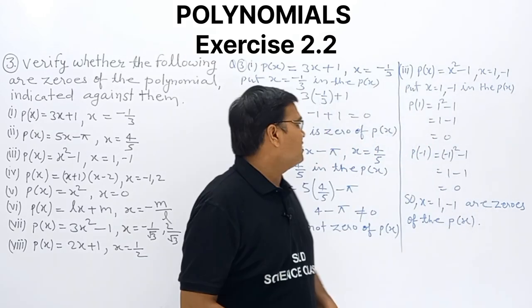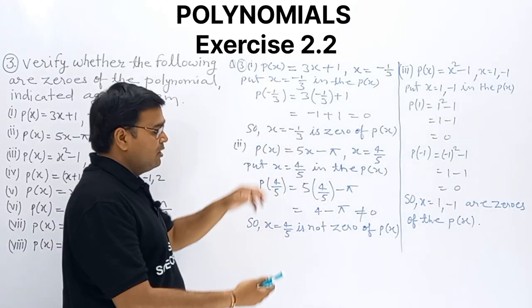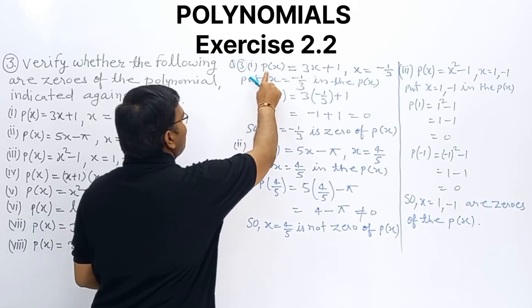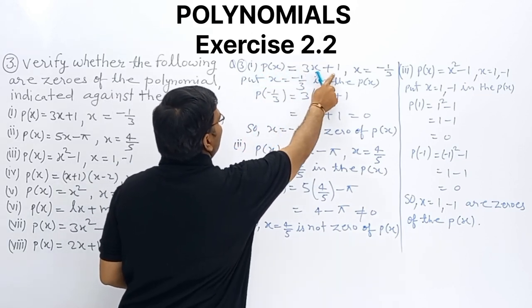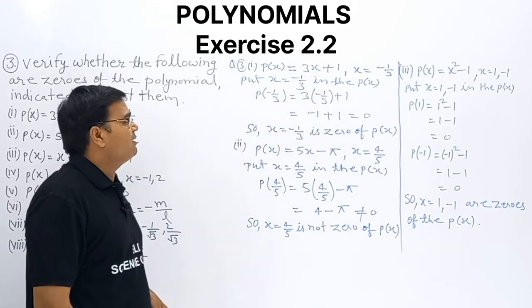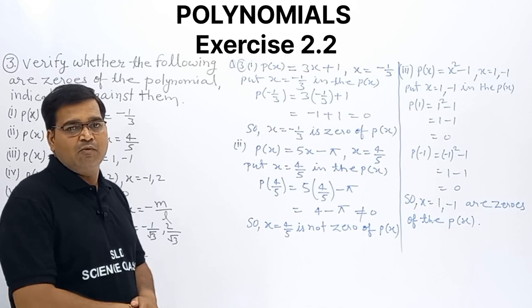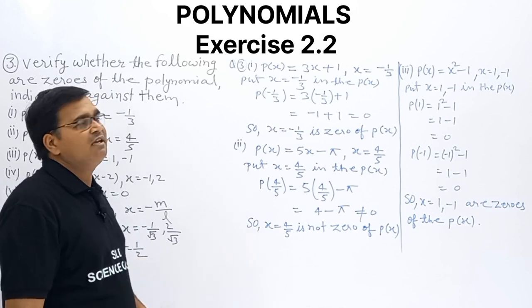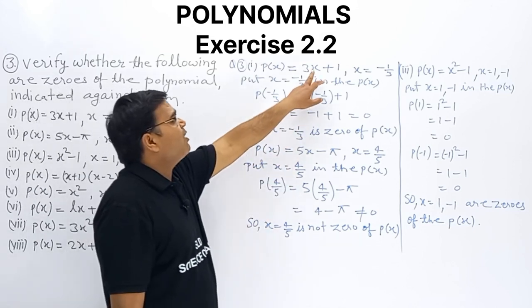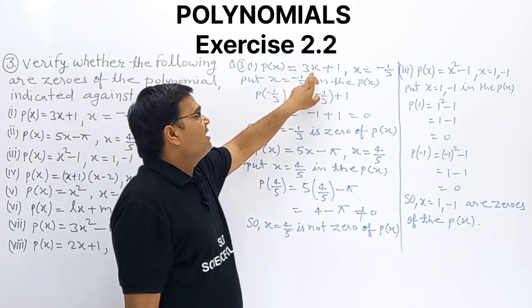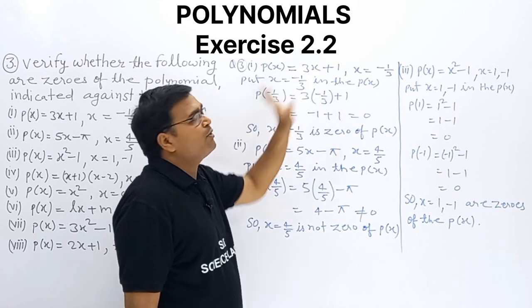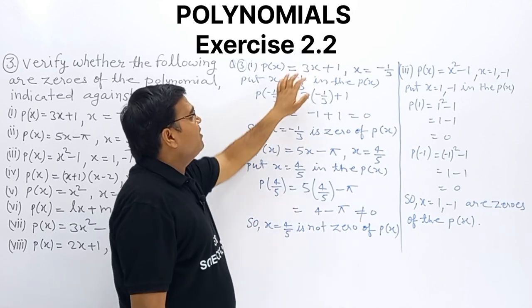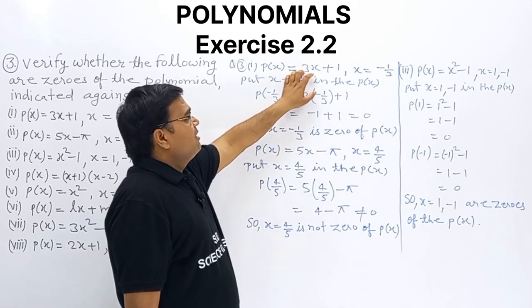Question number 1 I am taking. Polynomial p(x) equal to 3x plus 1. We have one polynomial. What kind of polynomial is this, linear or quadratic? This is linear. Why? Because the maximum power of x is 1. Its degree is 1, so it is a linear polynomial.